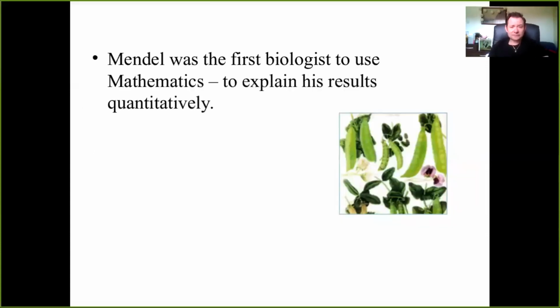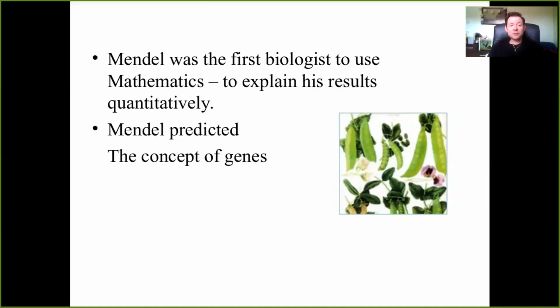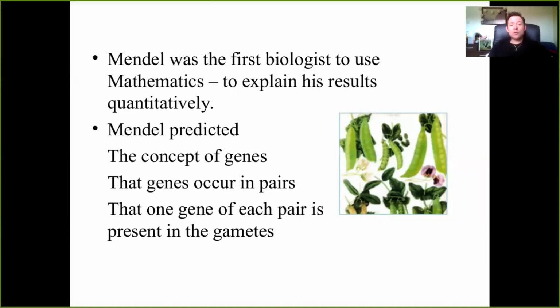Okay, so Mendel was the first biologist to use mathematics to explain his results quantitatively. Mendel predicted the concept of genes, that genes occur in pairs, and that one gene of each pair is present in the gametes, the pollen or the eggs and the sperm.